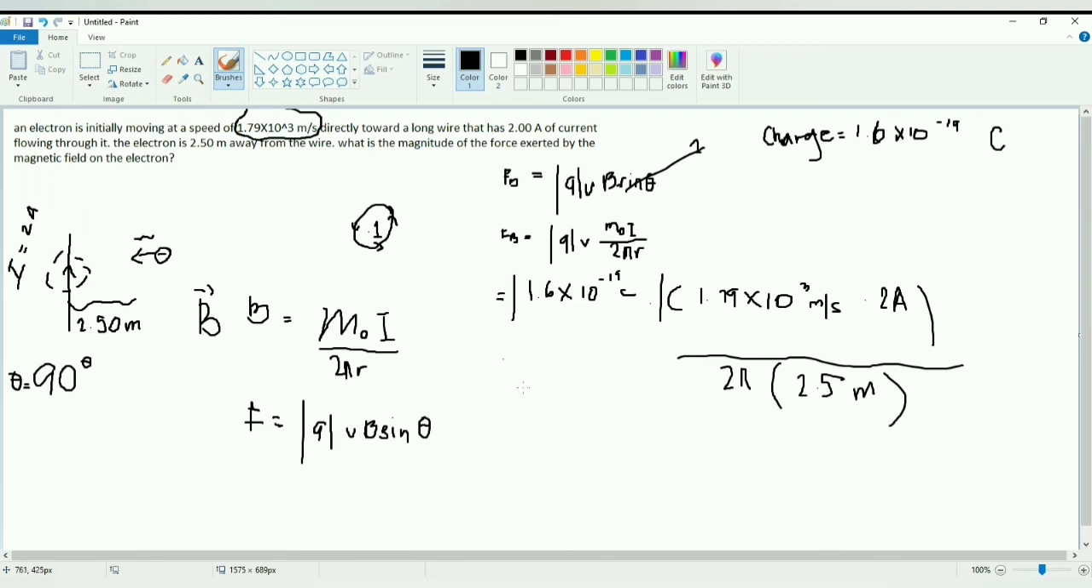If we put this into the calculator, we get a value of 4.58 times 10 to the power of negative 23 Newton.